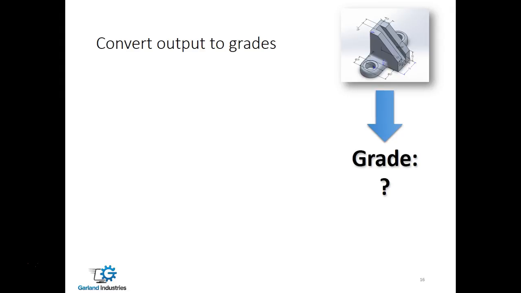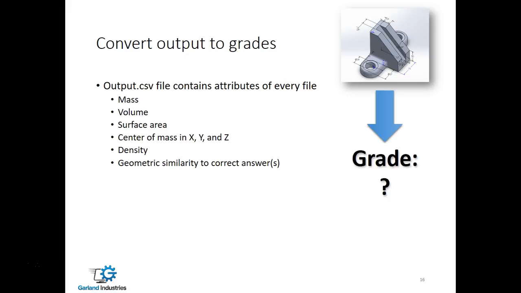The second is actually grading. The output of Graderworks is 2 files. One is the output.csv, the other one's the analysis.csv. The analysis.csv file is the plagiarism check, whereas the output.csv file contains attributes about all the files that Graderworks analyzed. So it's going to tell me the mass, volume, surface area, center of mass, and the x, y, and z density. Also the geometric similarity to the correct answer, or if I said there were multiple correct answers, then a comparison to each one of the correct answers.